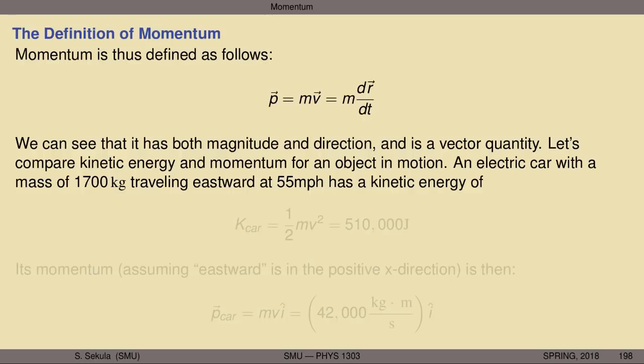So great, we've got everything in MKS units, and we can now go ahead and do things like calculate kinetic energy in MKS units. So the kinetic energy of the car, K subscript car, is 1/2 times its mass times its speed squared. So 1/2 times 1,700 kilograms times the quantity of 24.6 meters per second all squared. And you should find that this is equal to 510,000 joules, about 500,000 joules. That's a lot of kinetic energy.